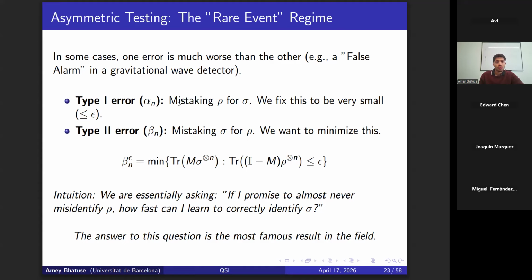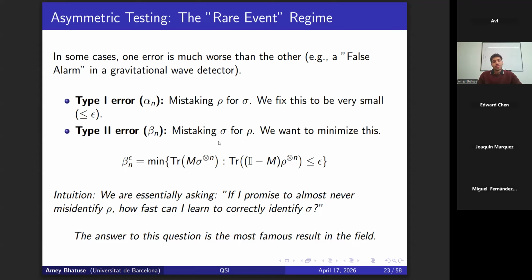So there's the type 1 error, where you mistake rho for sigma, and we fix this to be very small, and we are fine with this error basically. But we want to make sure that our type 2 error is as minimal as possible. And if you write it mathematically, this is the minimization of this, where we have sigma with the measurement operator, and these are our n copies. And here, our type 1 error should be less than epsilon.